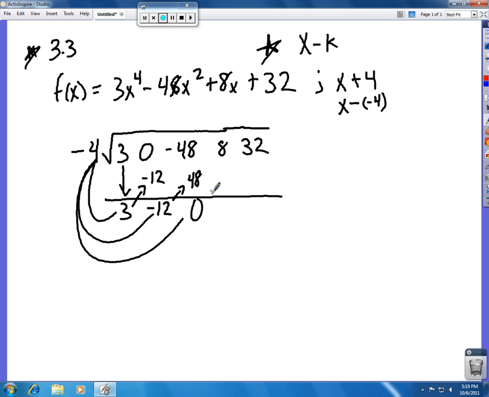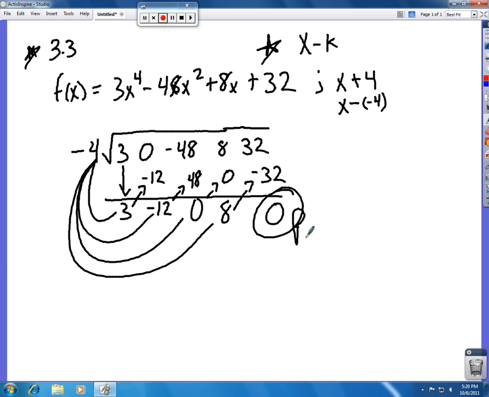Multiply these two together, that goes here, so that's 0. 8 plus 0 is 8. Multiply negative 4 times 8, so negative 4 times 8 is negative 32. Combine those two together, you get 0. So because it's 0 right here, your remainder is 0, we know that x plus 4 is a factor of our polynomial, which is f of x. So this is yes.